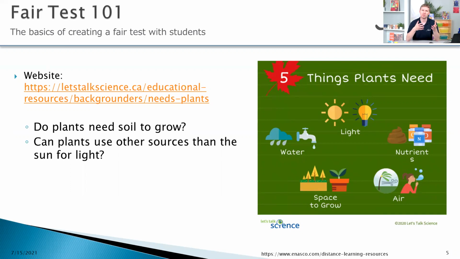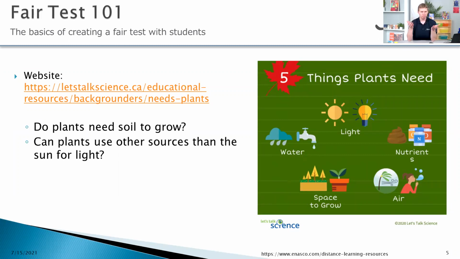So that kind of question in itself can be confusing to students. Understanding all the different factors that can help a plant grow at the elementary age, you might start an introduction to that, but reintroduce it at the middle school level. And then you can start getting into more of those specifics of the independent and the dependent variables.